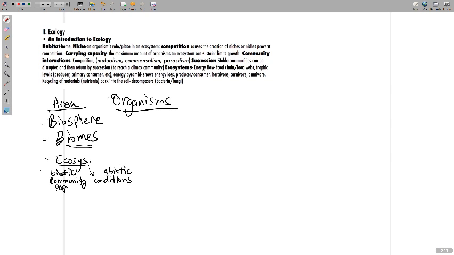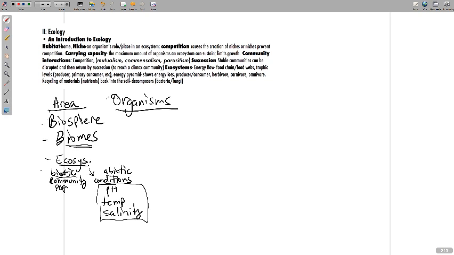Abiotic conditions are like the pH of the water, the temperature, the salinity of the soil or the water. So these are abiotic conditions. Biotic stuff is number of predators, competition.